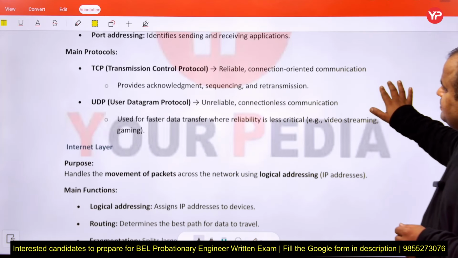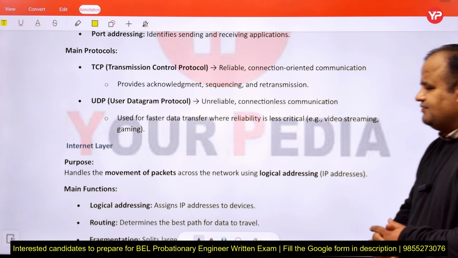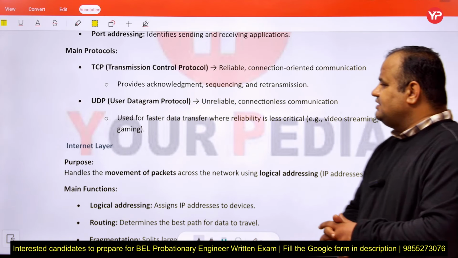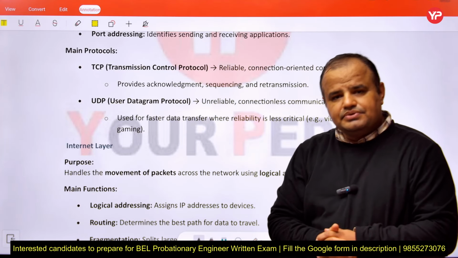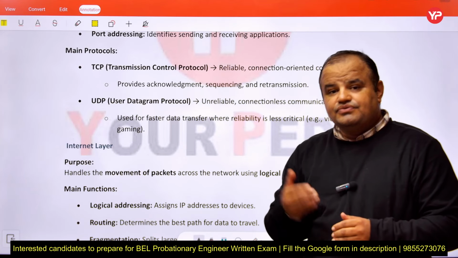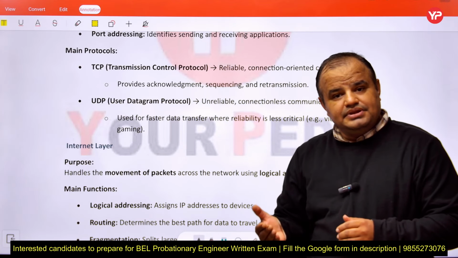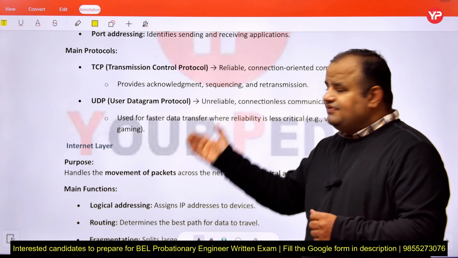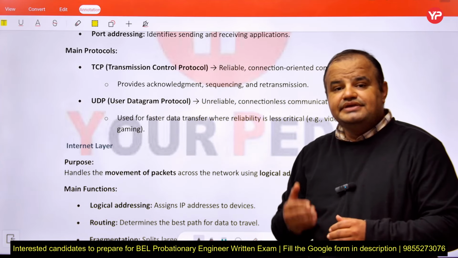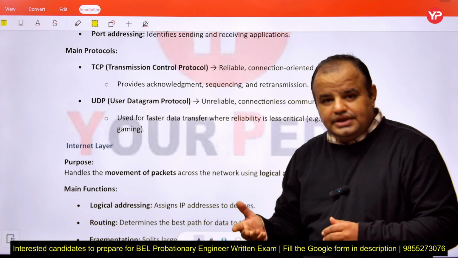So the main protocols we are going to use, which is very important, are TCP and UDP: User Datagram Protocol, and TCP, Transmission Control Protocol. TCP is reliable, it provides you full accuracy, but UDP is an unreliable protocol. UDP is a connectionless protocol, TCP is a connection-oriented protocol.